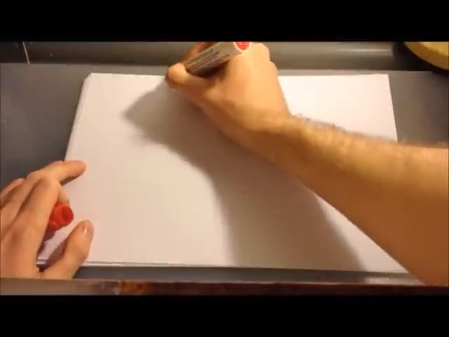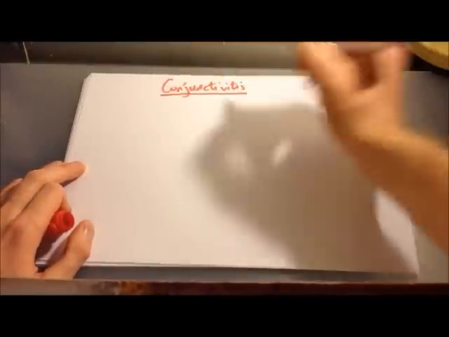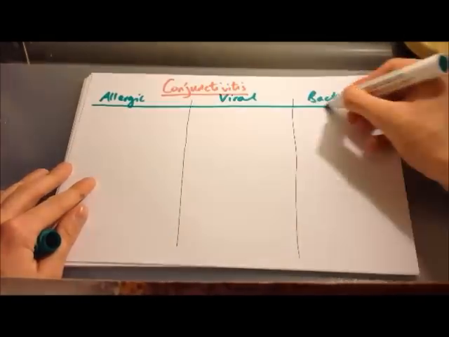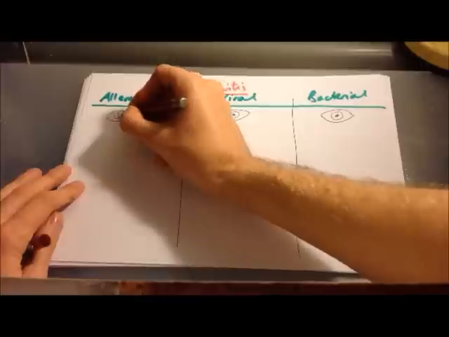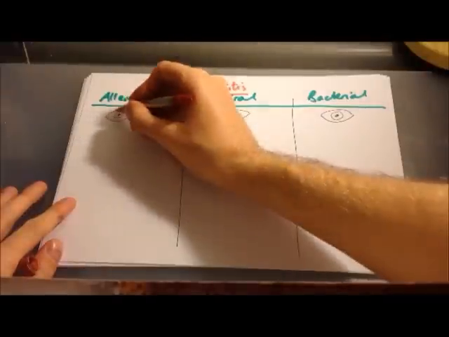And finally, we'll look at conjunctivitis, which is inflammation of the conjunctiva, the membrane overlying the anterior portion of the sclera. And there are three main types of conjunctivitis that medical students need to be aware of. There's allergic, viral, and bacterial. So we'll talk about these three as we go and compare and contrast them. And we'll start with how it presents.